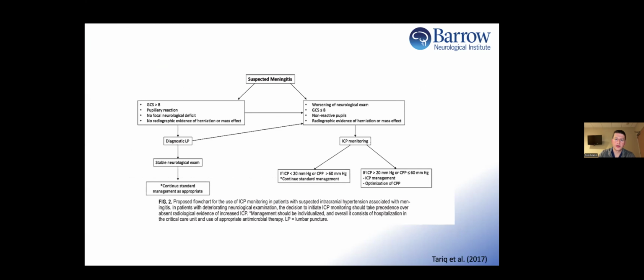A few authors have proposed management strategies with this data in mind for the use of intracranial pressure monitoring in suspected meningitis. And unsurprisingly, people have recommended its use only in severe cases, those being patients with a worsening neurologic exam, a GCS of less than 8, non-reactive pupils, and/or radiographic evidence of herniation and mass effect. And I think we can all agree in these patients where you're watching them actively deteriorate in front of you with a high mortality rate, it's reasonable to subject them to invasive monitoring at that point, if not to improve mortality, but to give us more data points on what's going on intracranially.